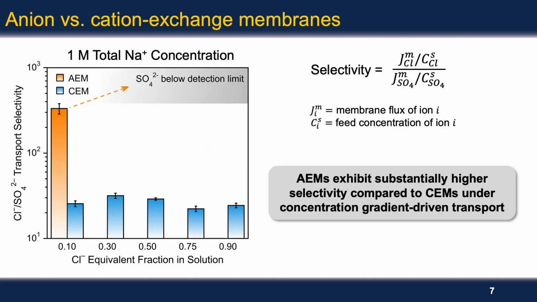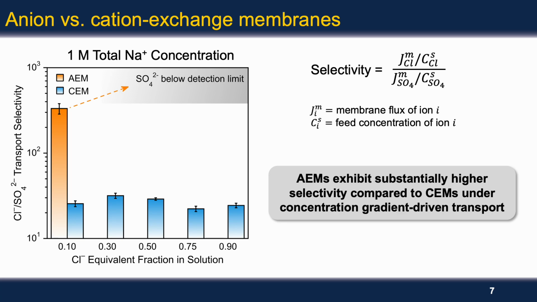We compared the chloride-sulfate transport selectivity of these anion exchange membranes to those of cation exchange membranes that have comparable chemical structures, fixed charge concentrations, and water contents. We did this because cation exchange membranes are also expected to exhibit chloride-sulfate transport selectivity on their concentration-driven transport on the basis of Donnan exclusion. That is, negatively charged membranes should exclude the divalent anion sulfate more strongly than the monovalent anion chloride.